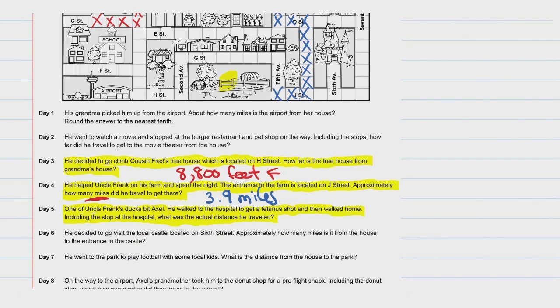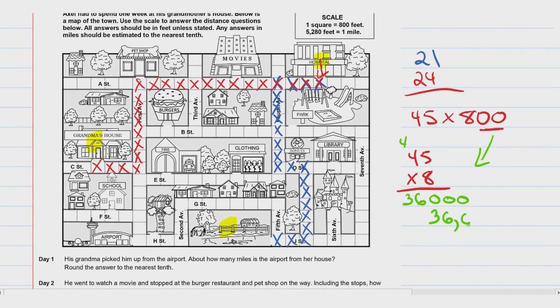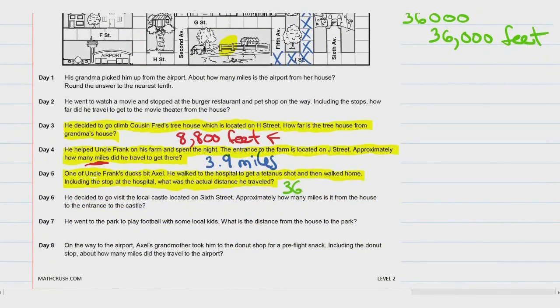Now, this problem never said anything about miles, so we keep it in feet. So all we need to do is times 45 times 800 because each square is 800 feet. But again, I don't care about these two zeros, so I just do 8 times 45. Let's change the color. 8 times 5 is 40. Write a 0, carry a 4. 8 times 4 is 32, plus 4 is 36. Then I bring back these two zeros, and I get 36,000 feet. So our answer is 36,000 feet. And I label my answer feet, so I know the difference between feet and miles for my answers.